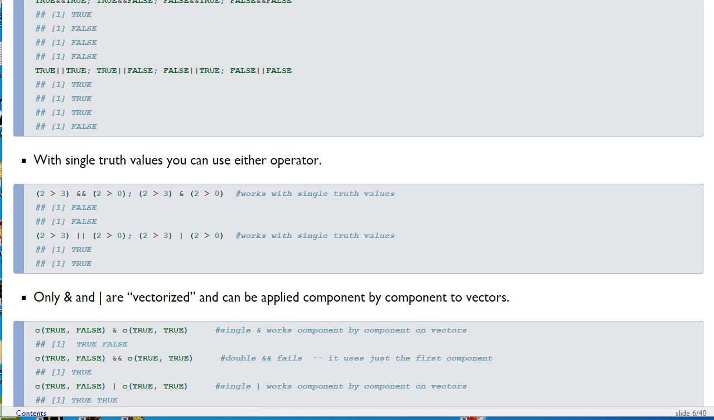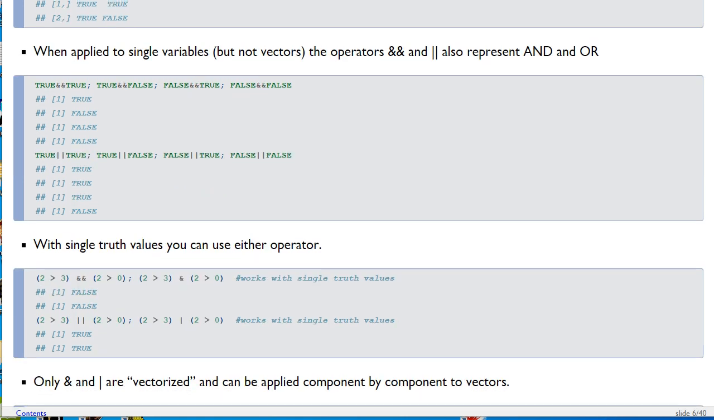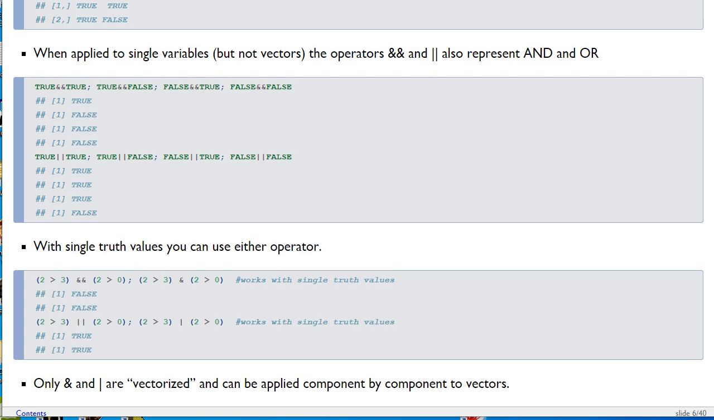So if I say operate component by component on true, false, and true, true using AND, it says the answer is the vector true, false. True and true is true. False and true is false. If I do the same thing using a double ampersand, it operates just on the first component and produces the value true. And you'll discover when we start working with data sets, you might well want to carry out operations like this on columns of data frames with hundreds or thousands of rows in them.